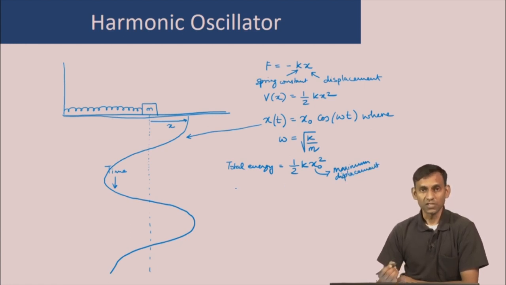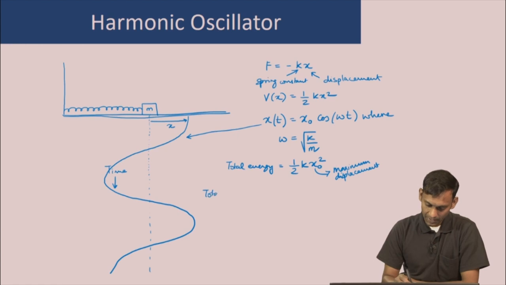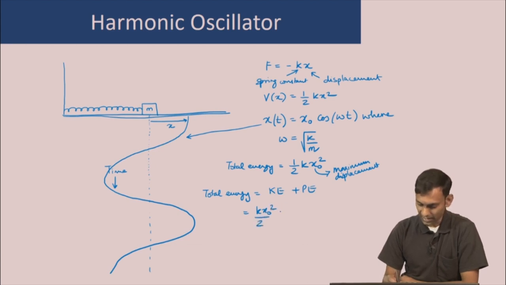The total energy is a constant and is a sum of kinetic energy and potential energy. So, when the particle is moving fast, the energy is primarily kinetic energy, and when the particle is turning around and it is slowing down, then the energy is primarily potential energy. So, this total energy can be written as a sum of kinetic energy and potential energy, and classically this is k x naught squared by 2 sine squared omega t, this is the kinetic energy, plus cosine squared omega t by 2, which is the potential energy.